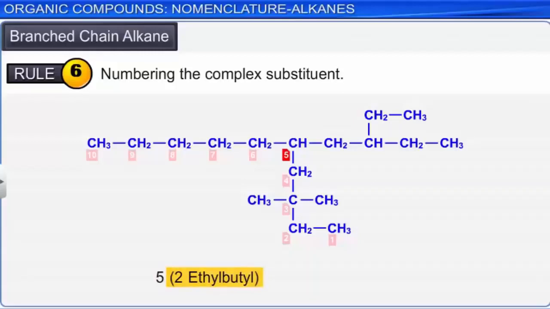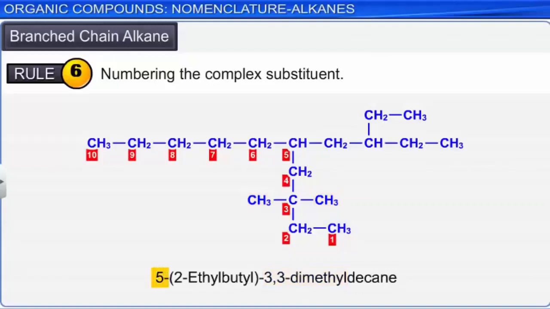The parent chain consists of 10 carbon atoms. Hence, it is decane. 2 methyl groups are attached to the 3rd carbon atom. Hence, their name will be 3,3-dimethyl. The name of the compound will be 5-(2-ethylbutyl)-3,3-dimethyldecane.